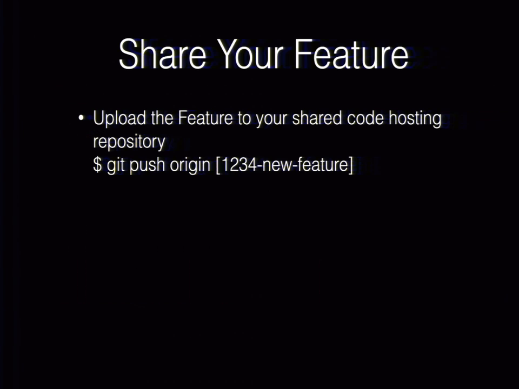I can't remember. In any case, so now you're ready to go ahead and share that feature. So at this point, as far as Git is concerned, the only thing you need to do is go ahead and push that branch up to the server by running git push origin and the name of the branch. And now your feature should be available in the code hosting system for other people to download and review.